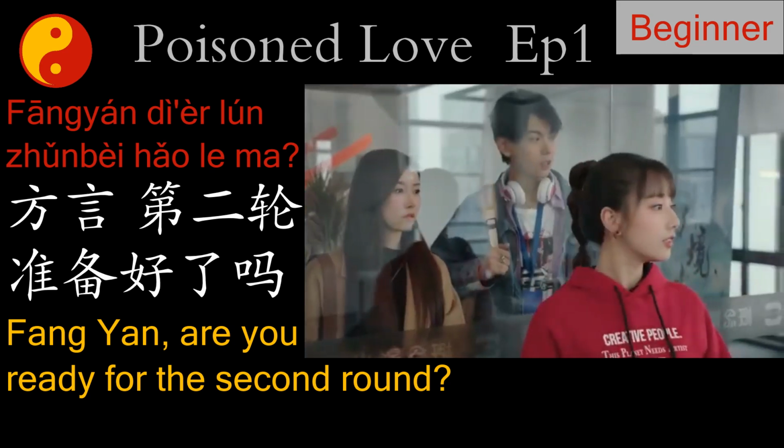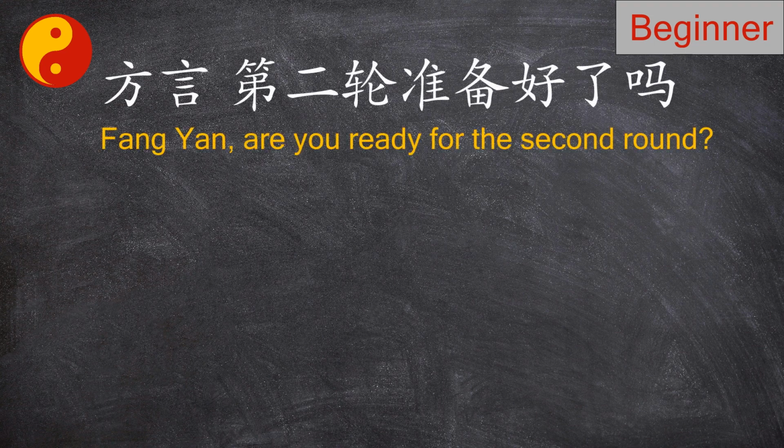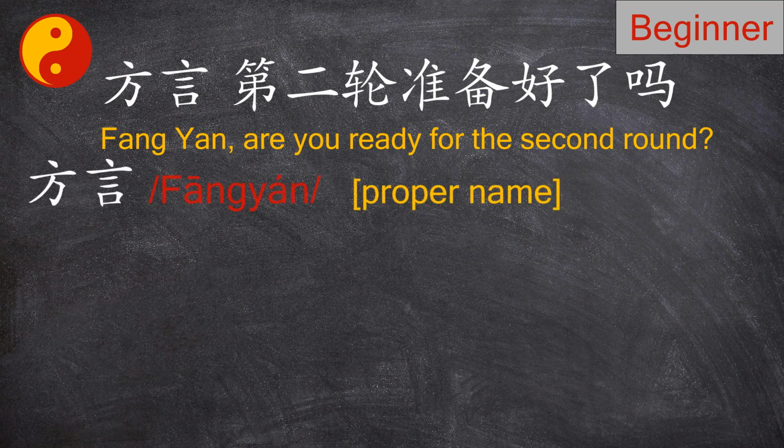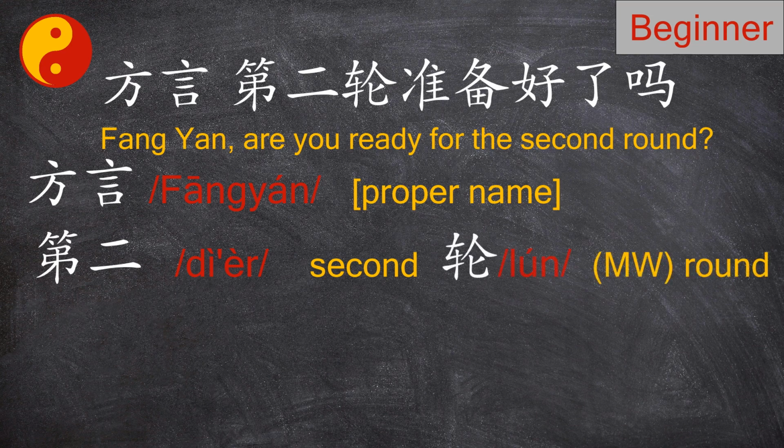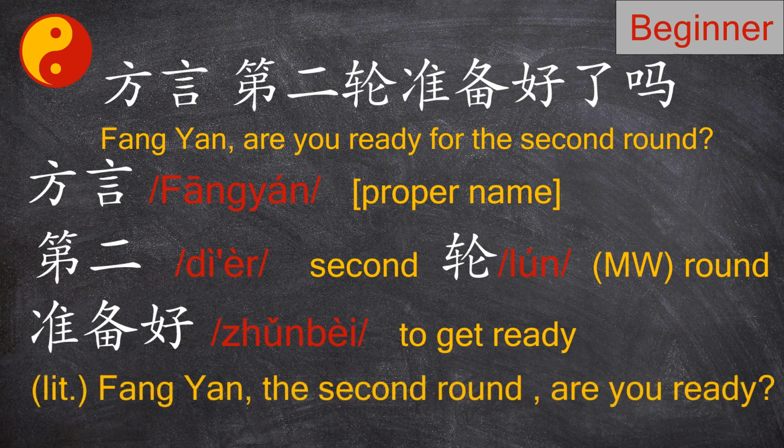方言，第二轮准备好了吗？啊，准备好了。好，开始吧。好。方言第二轮准备好了吗？方言 Are you ready for the second round? Let's break down this sentence. 方言, it's a proper name here. 第二, second. 轮, a measure word which means round, like rounds in a match. 准备好, to get ready. So the literal translation is 方言, the second round, are you ready?